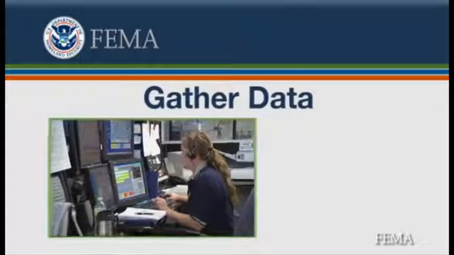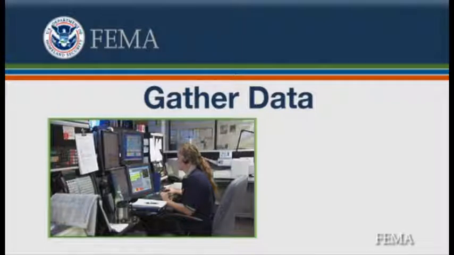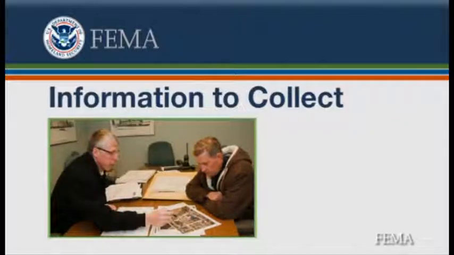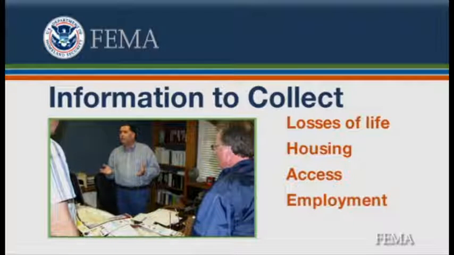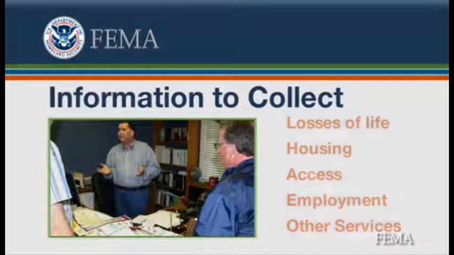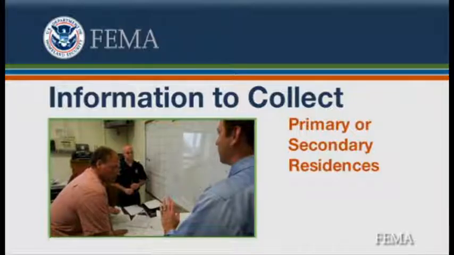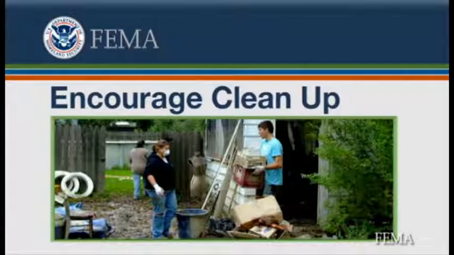As soon as an incident occurs, the jurisdiction needs to initiate a comprehensive assessment of the damaged area. This is more than just knowing where the damage is. They need to know how the community is impacted due to losses of life, housing, access, employment, and other services that impact individuals and households. Other factors to consider are whether homes are primary or secondary residences, and if they are insured for the type of damage. To avoid potential health hazards, emergency managers need to encourage individuals to clean up as soon as possible.